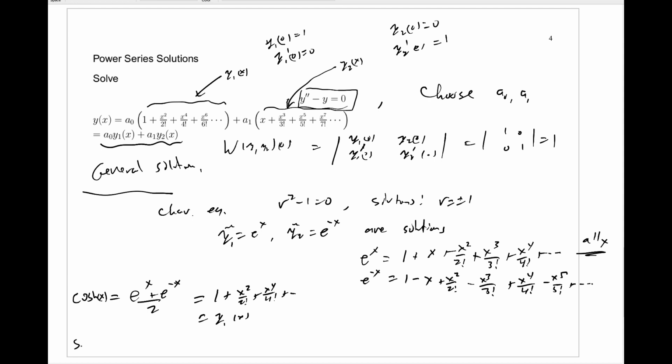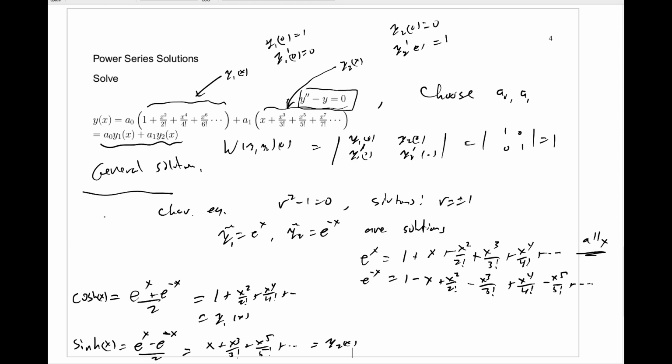And of course, you can all probably see where we're going. The hyperbolic sine of x, which is e to the x minus e to the minus x all over 2. If you take e to the x, subtract e to the minus x, all the even powers of x cancel, and the odd powers of x just double. So when you divide by 2, you get the odd terms in the e to the x expansion. You get x plus x cubed over 3 factorial plus x to the 5th over 5 factorial, etc. And this is what we called y2 of x.